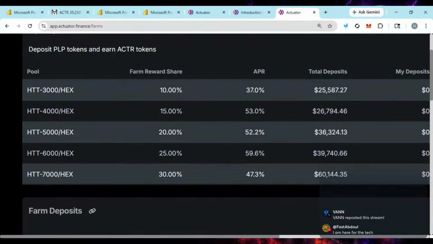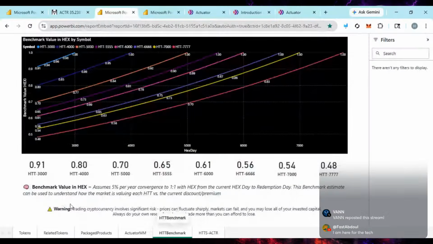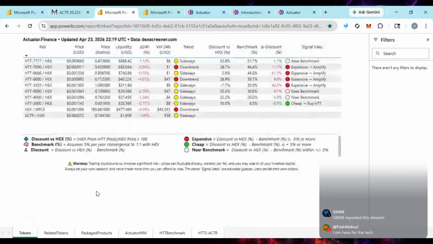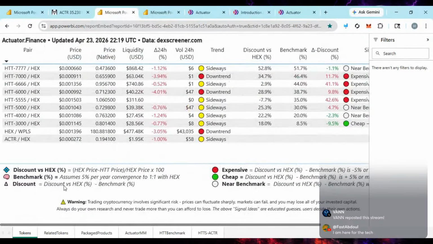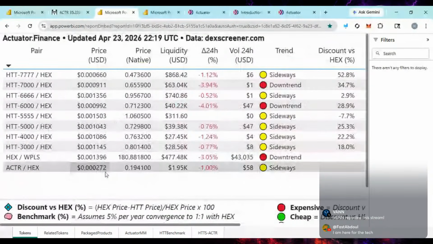All right, so 1 HTT is going to be worth 1 HEX in the future. But currently, and this is where things get interesting, those HTTs are driven by market forces. And because they're driven by market forces, the market decides what each of these HTTs is worth on the market. And that provides opportunities for other people.